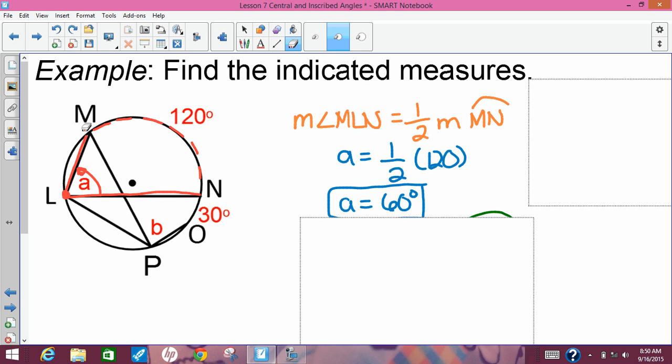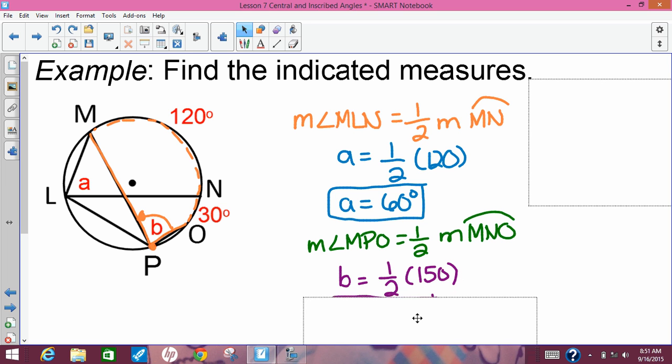We can do a similar thing to get B. B is this angle right here, with vertex P, side PO, and side PM. It corresponds to this arc MO, which is a combination of MN and NO, 150 degrees total. So when we plug into our relationship, the arc measure is 150, B is half of that, so B is 75 degrees.